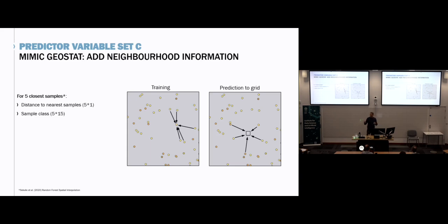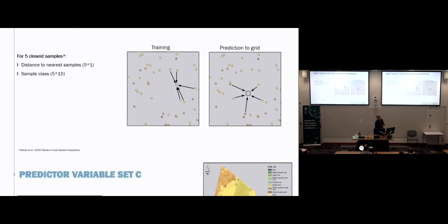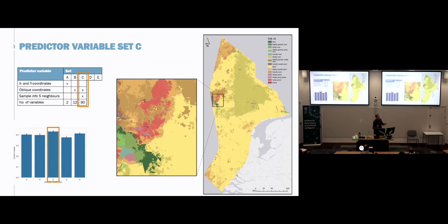Then we try to take it one step further. What if we can mimic geostats a bit more, and include neighborhood information? So for every sample in the training set, or every grid cell where we want to predict, we include distances to the 5 closest samples, and also the sediment class that's present in those samples. So there's a lot more information. The kappa coefficient rises quite a bit. So cross-validation shows this is really a better map.